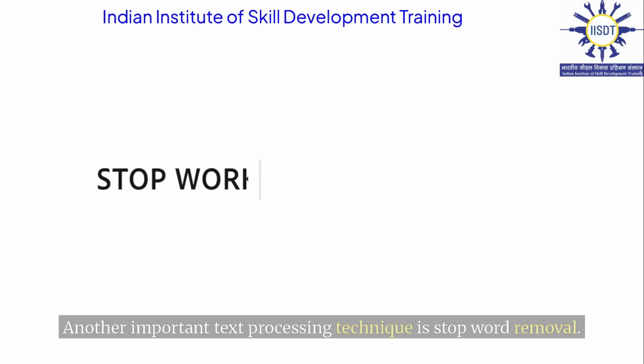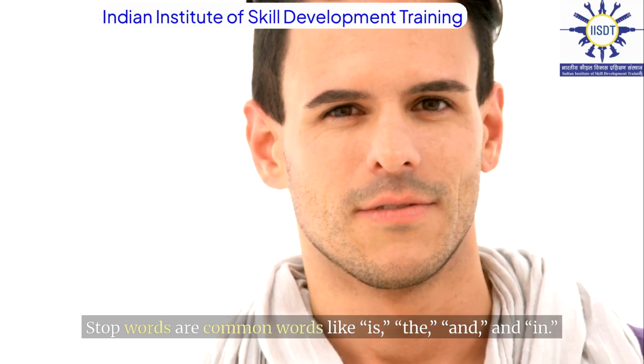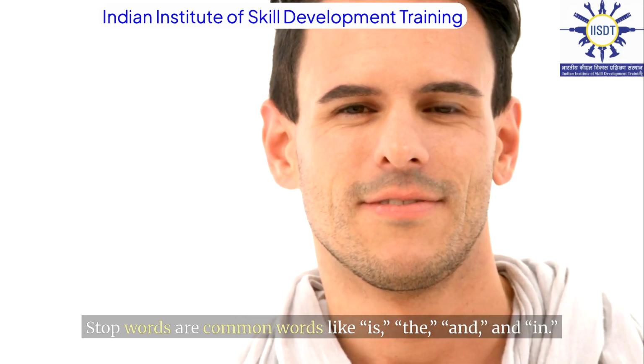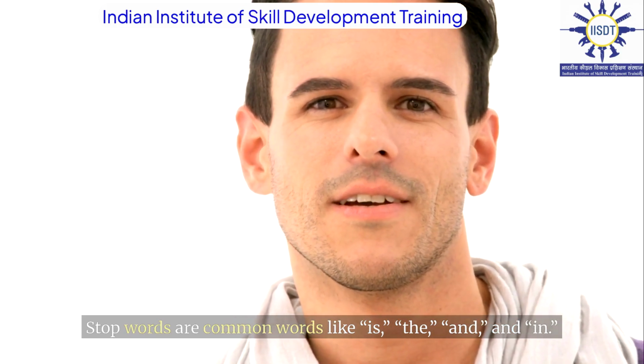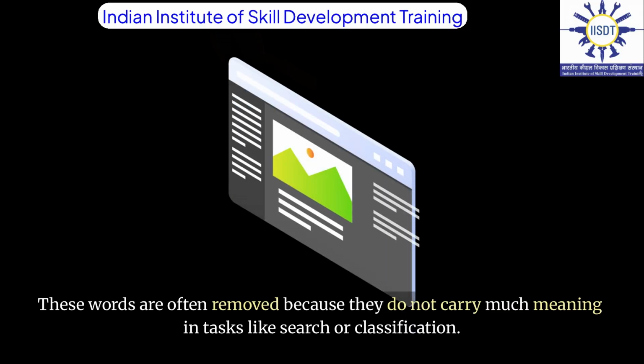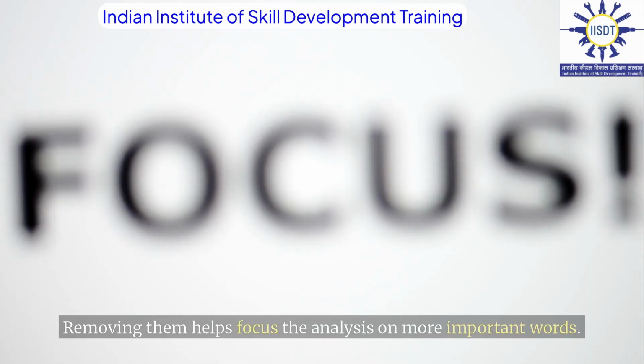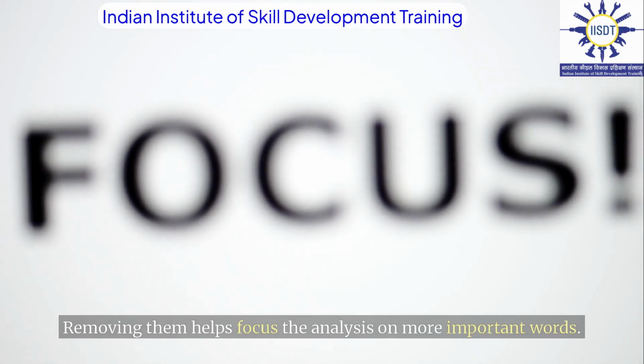Another important text processing technique is stop word removal. Stop words are common words like is, the, and, in. These words are often removed because they do not carry much meaning in tasks like search or classification. Removing them helps focus the analysis on more important words.